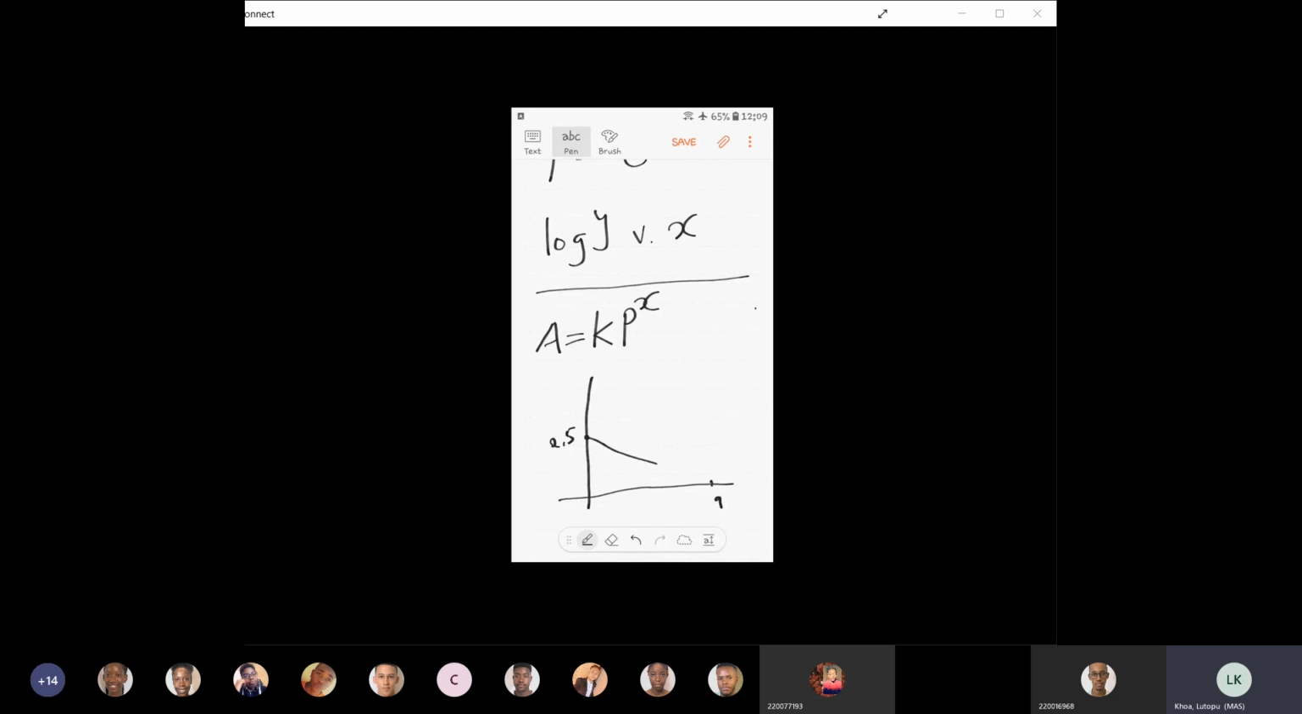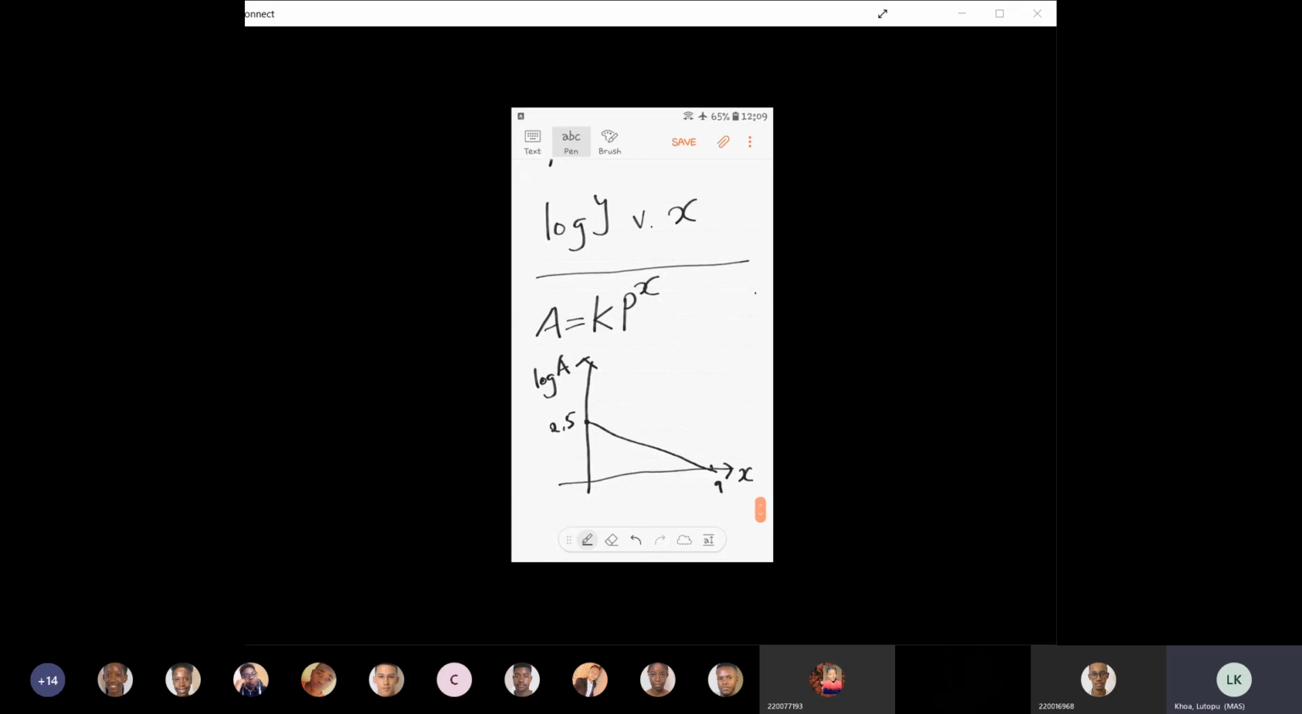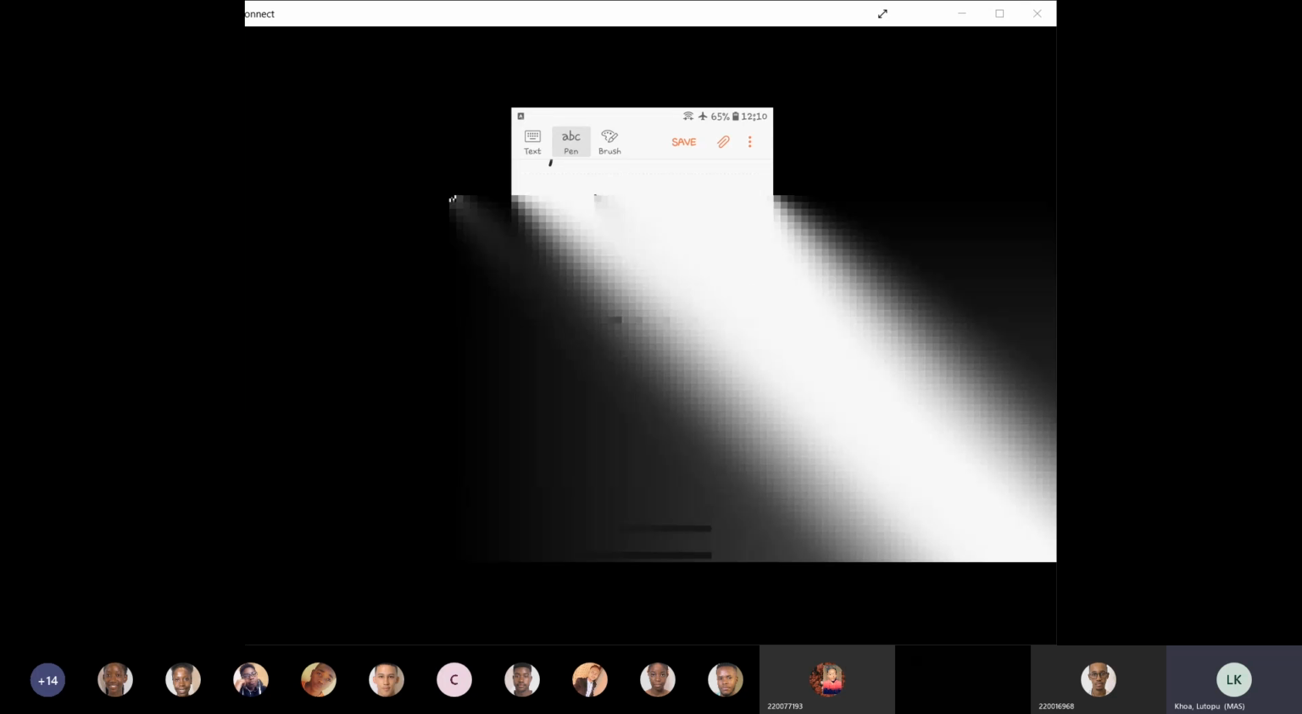So we are told that the relationship between a, so they've drawn, this is log a, and this is x. So on the y coordinate, they've drawn log a, and then on the x coordinate, they've just used x as it is. Okay, so we have to work out the values of p and k. So first thing we need to do is apply logarithms.